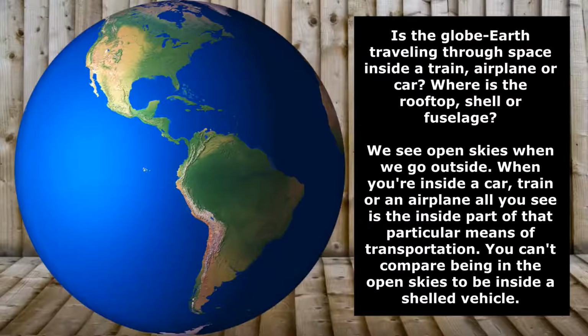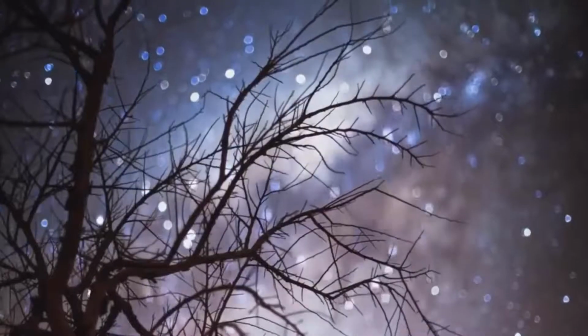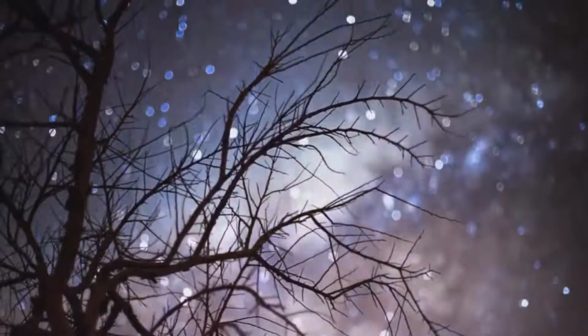Now, is the globe Earth traveling through space inside a train, airplane, or car? Where's the rooftop, shell, or fuselage? When I go outside, I don't see a rooftop or a giant windshield protecting Earth from the wind of traveling in space at 1.4 million miles per hour. We see open skies when we go outside.